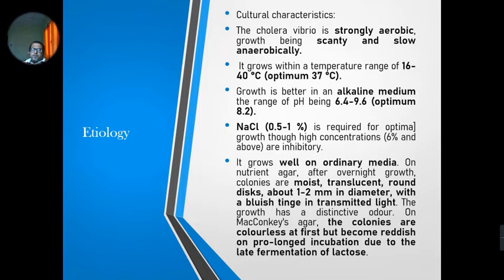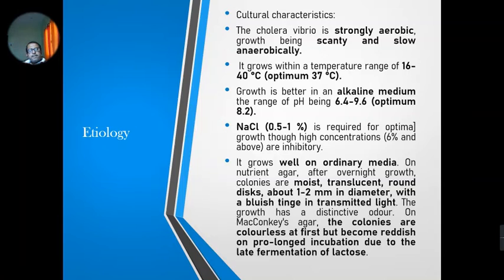Then next, this bacteria can grow very well in alkaline medium. Means in the presence of alkaline pH, this bacterial growth is very high. The optimum pH required for the growth of this bacteria is 8.2, means it is alkaline pH. Above 7 is alkaline pH. And the pH range in which this bacteria can grow is 6.4 to 9.6. This is the range in between which this bacteria can grow, but the optimum or fast growth is obtained when we provide pH 8.2.